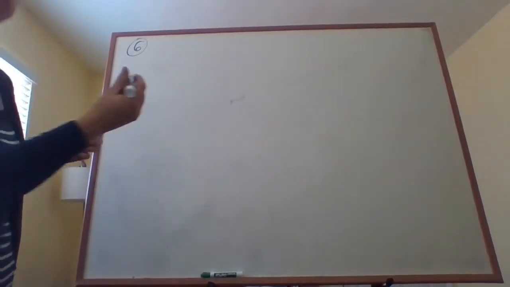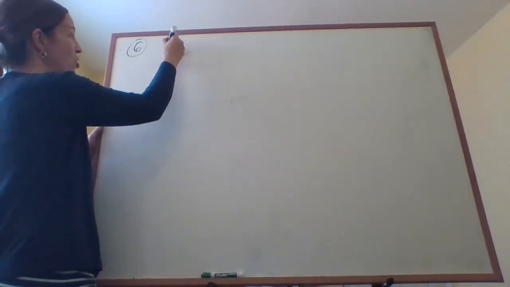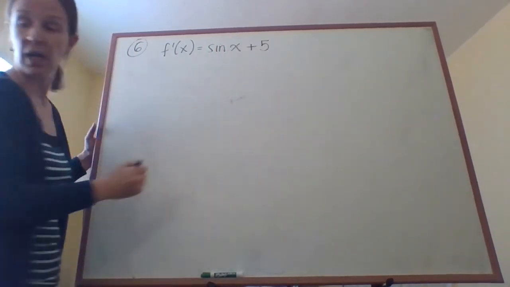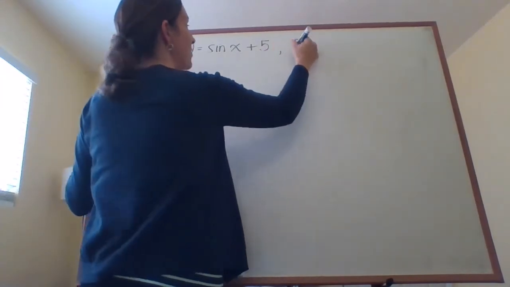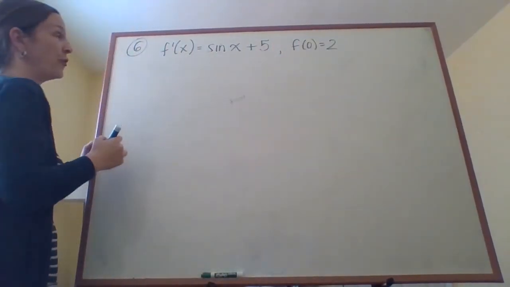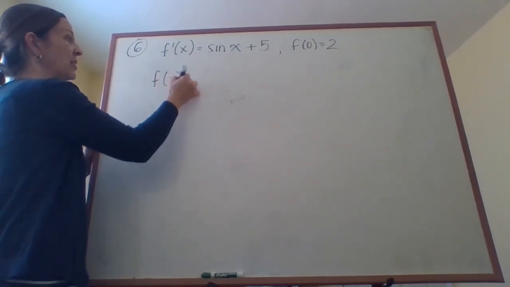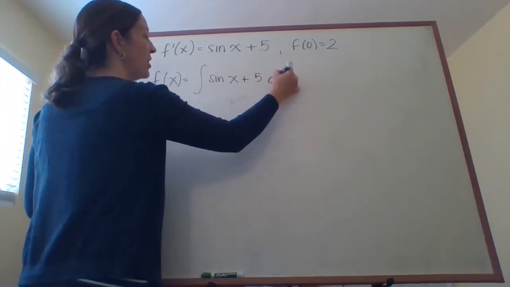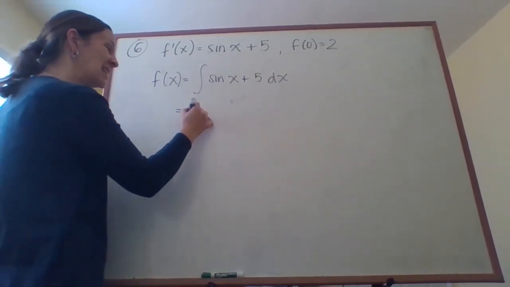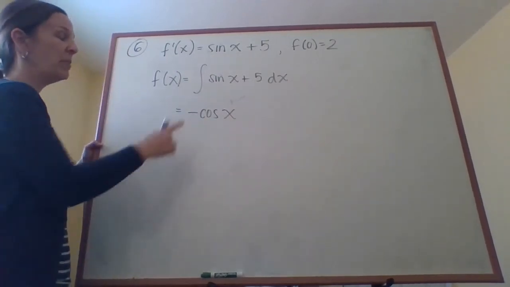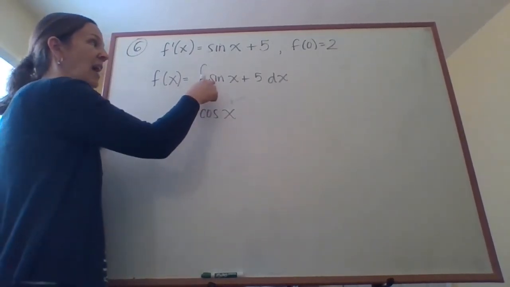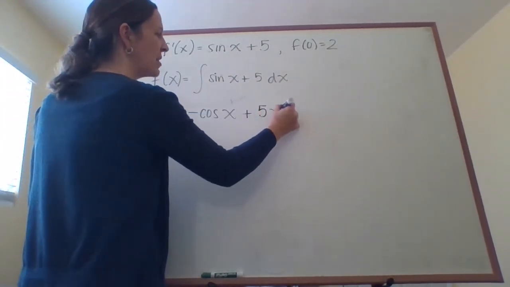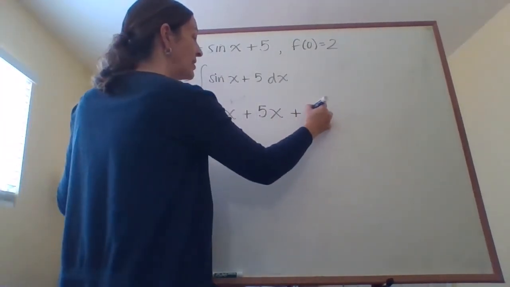Okay, problem 6b was solving an initial value problem. F prime was sine x plus 5, and f of 0 was equal to 2. So the first thing I need to do is find f of x, which means that I need to take the antiderivative of sine x plus 5. The antiderivative of sine is negative cosine, because if I take the derivative of negative cosine, I get back to positive sine x. And the antiderivative of 5 is plus 5x. Plus any constant c.